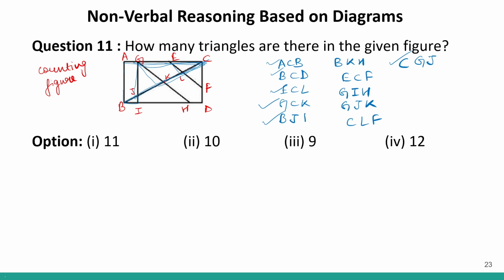over here. Then I saw BKH. Then I saw this one, that is ECF, this one. Then I saw which one? GIH. This is a very big triangle. And within this triangle, we have GJK also. Then we saw this one, CLF, correct? And all the triangles, these were all the triangles that we formed. So how many triangles are there? 1, 2, 3, 4, 5, 6, 7, 8, 9, 10 and 11. So in total, I saw 11 triangles. So answer will be option number 1, 11.